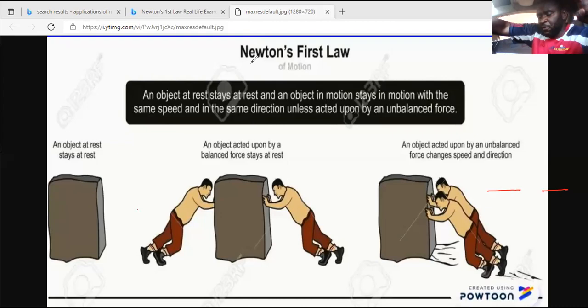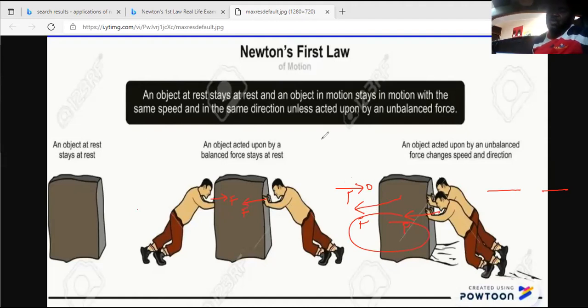Now, in this last case, the third one, when the two people are pushing the body this way, it experiences what? For example, initially this one was pushing and this one was also pushing, so the two forces were equal and opposite. Whereas here, there is no force coming from this one. So the force coming from these two guys, 2F, gives the resultant, which acts in the forward direction. And hence, the body will move in that direction.